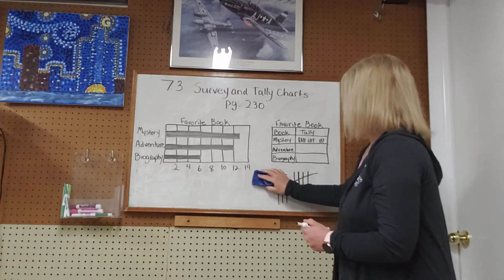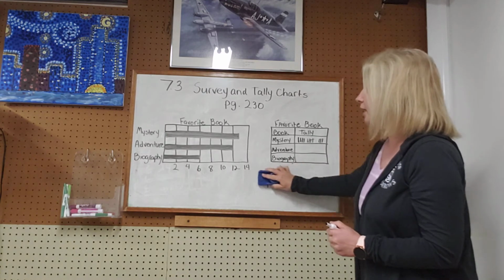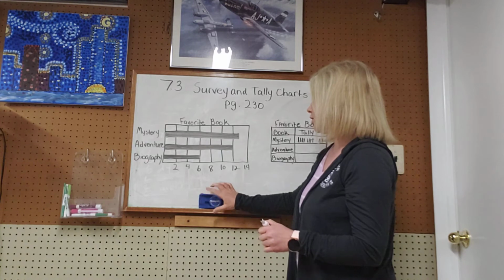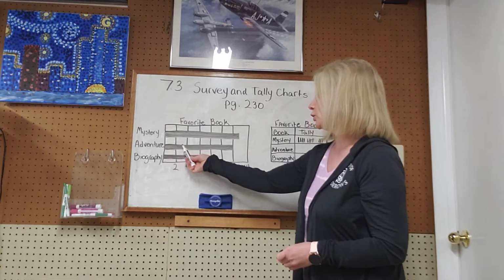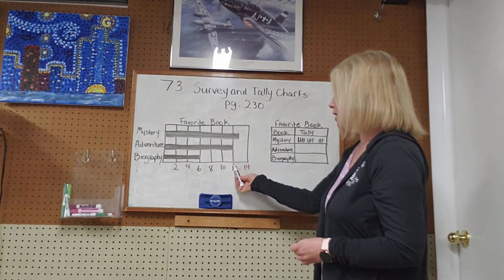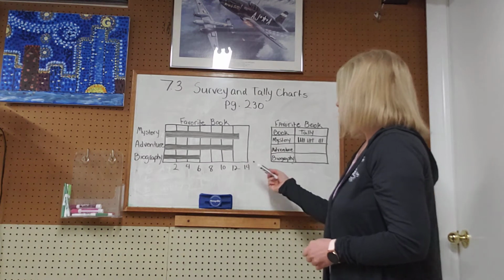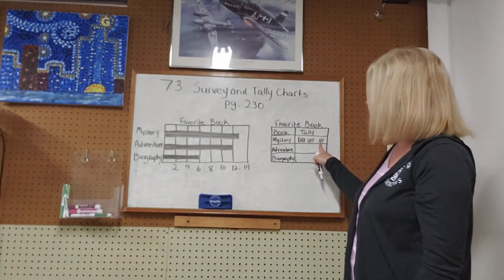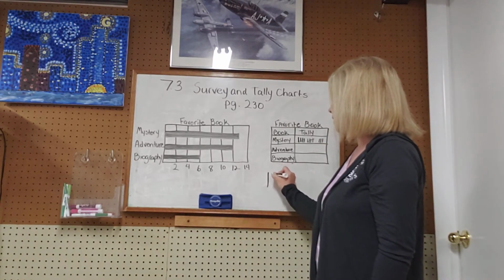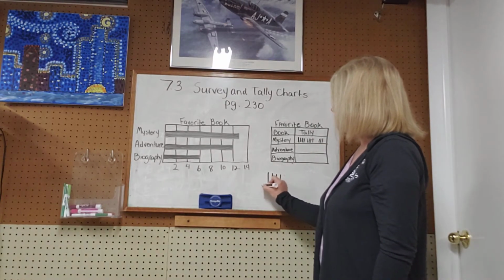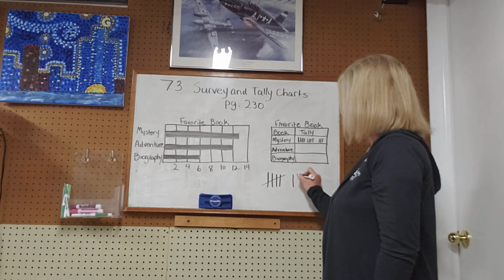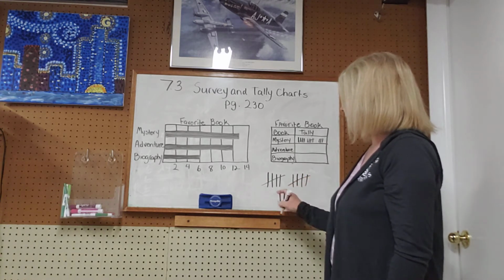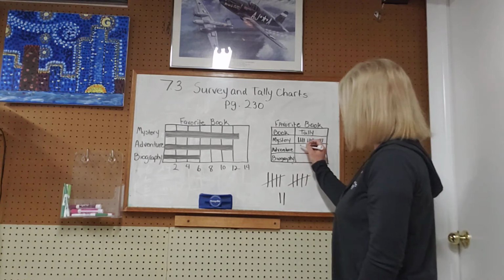Okay, let's look at adventure. Adventure, let's see how many people chose that. 12. So it's going to be 1 less tally mark than we had for mystery. Remember, 1, 2, 3, 4, 5, 6, 7, 8, 9, 10, 11, 12. So I'm going to write that up in the chart.